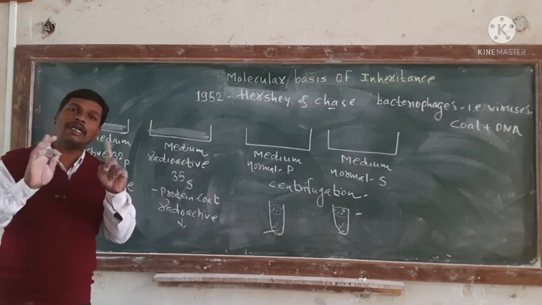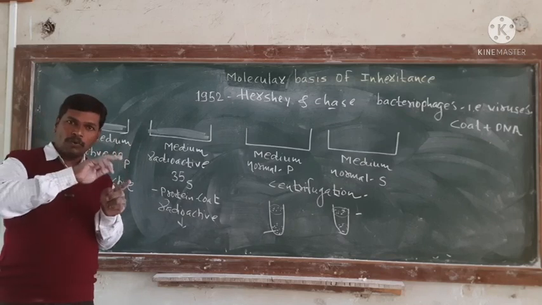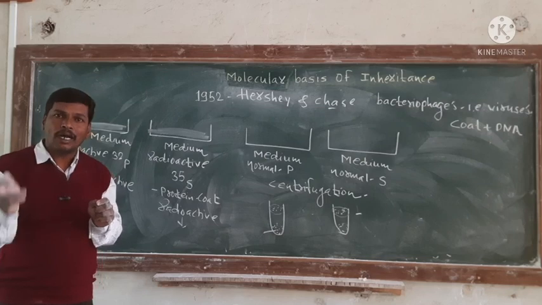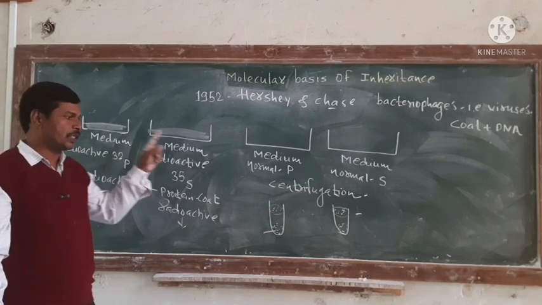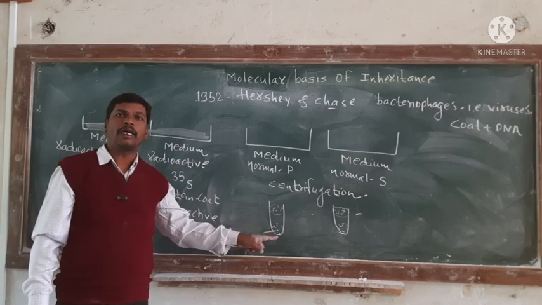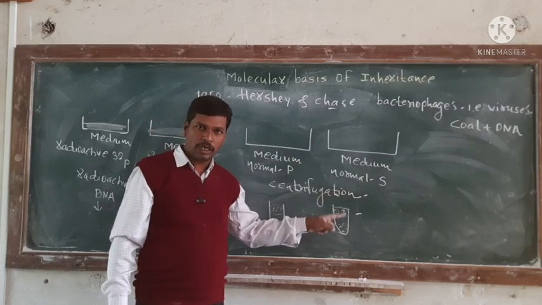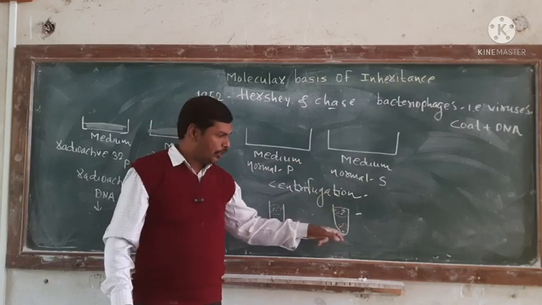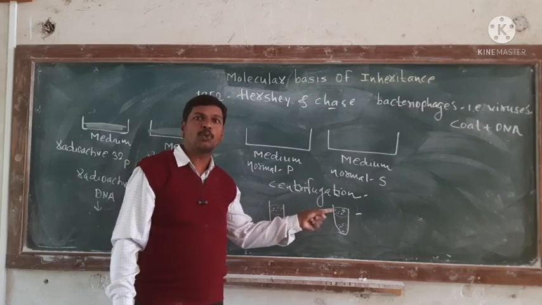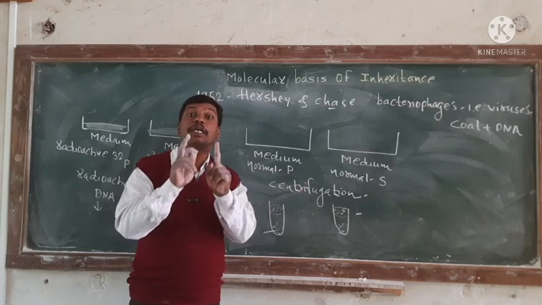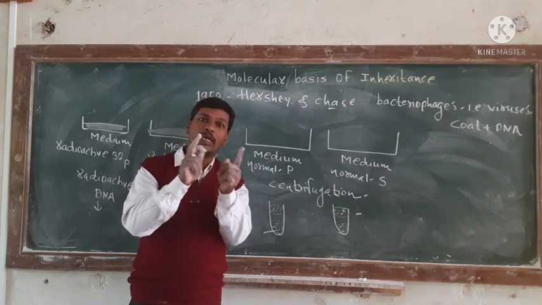It clearly proves that the DNA is responsible for the transfer from one to another. The specific DNA present in the virus is transferred into the E. coli bacteria, and the cells become radioactive. With the protein coat, within the cell there is no radioactivity; the radioactivity is present in the supernatant. It means that DNA is solely responsible for the transfer.